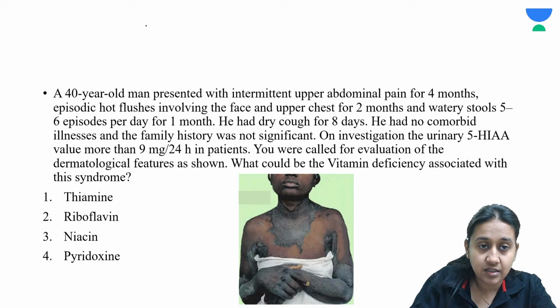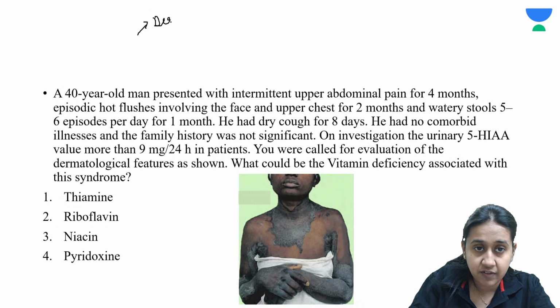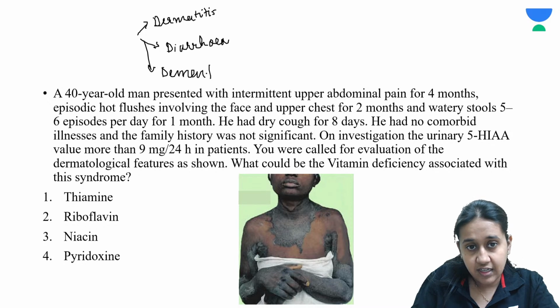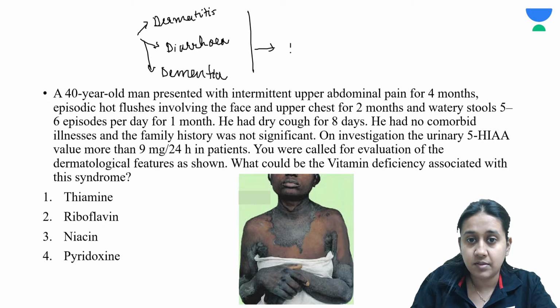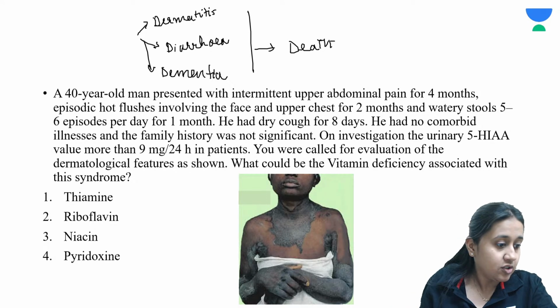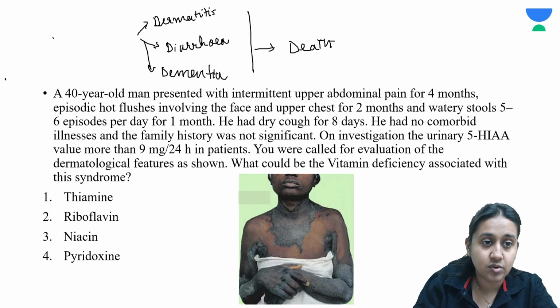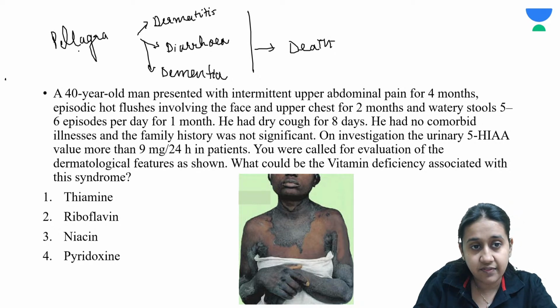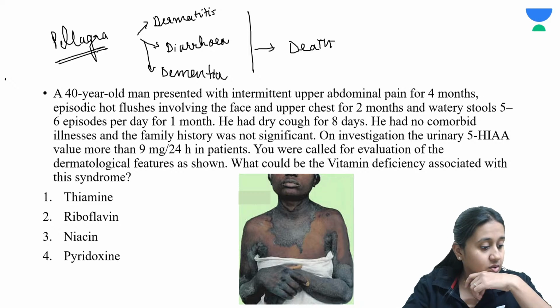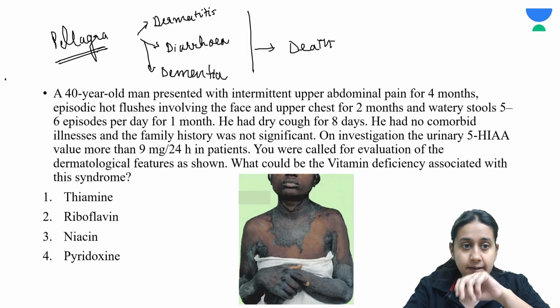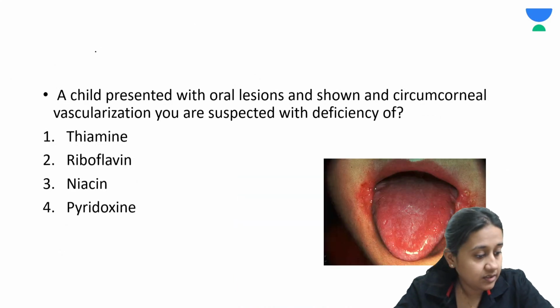Now in pellagra, other than involvement of skin, you develop diarrhea, you develop dementia, and if the patient is not taken care of, if the niacin is not supplemented, it can even give rise to death. So these are some of the features related to vitamin B3 deficiency, which is known as pellagra. Clear? The correct answer of this question is option number 3. Next.